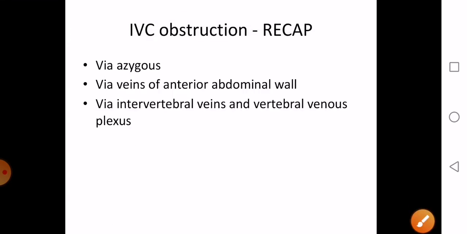So to recap, in IVC obstruction, we have to get the blood from the IVC to the SVC, and this is by three routes. One is by the azygos, two, it is via the veins of the anterior abdominal wall, and three, it is via the intervertebral veins and the vertebral venous plexus.